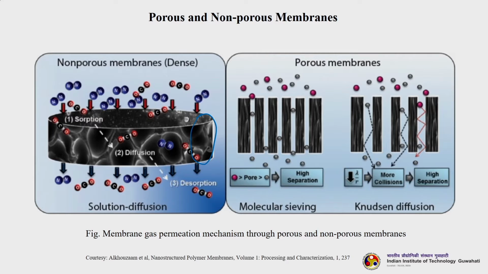But now let us look into the porous membrane. For a porous membrane, two distinct transport mechanisms can be identified. One is molecular sieving, which is basically size exclusion.